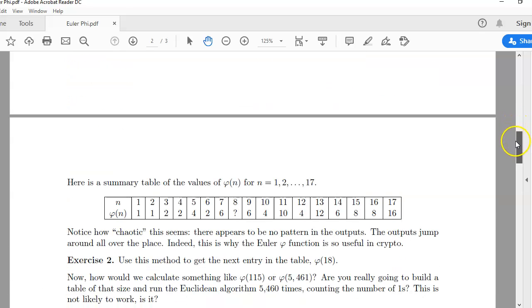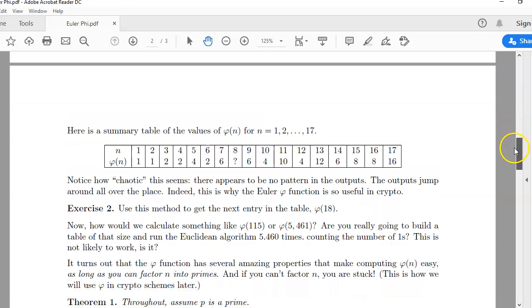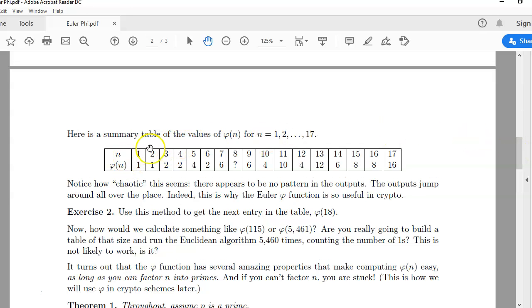So what I've done here, just for fun, is I've given you a table of summary values for phi of n, for no good reason, just going 1 to 17. Okay? So here are the values of the Euler Phi function from 1 to 17. I have left out 8 because you're supposed to do it in the Canvas quiz.